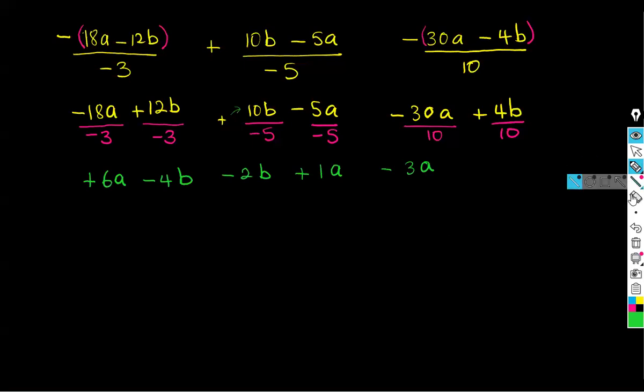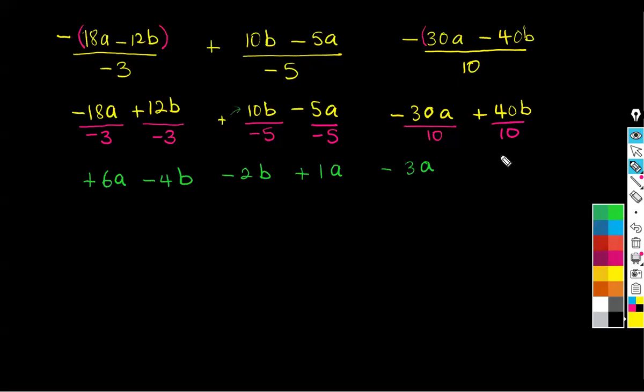Hope I wrote nothing wrong here. Oh, I made a small mistake in the question, but nothing big, nothing we can't correct. It's supposed to be 40b here, my mistake. 40b divided by 10, positive divided by positive, you'll get 4b there. So sorry about that small mistake.